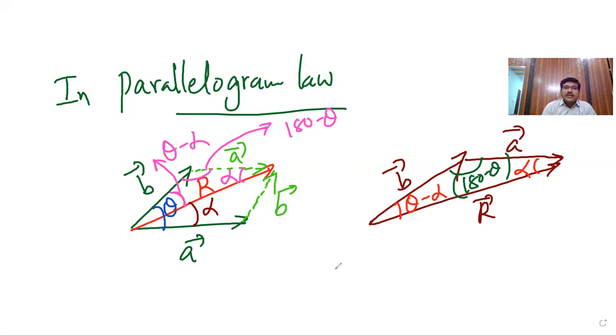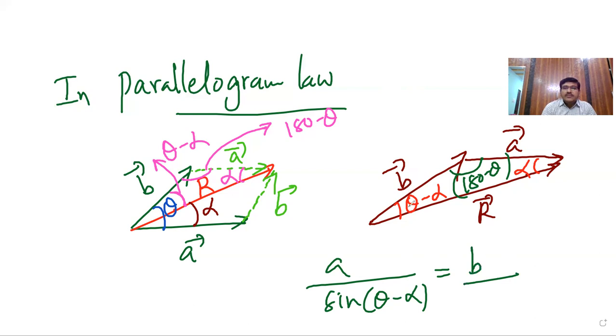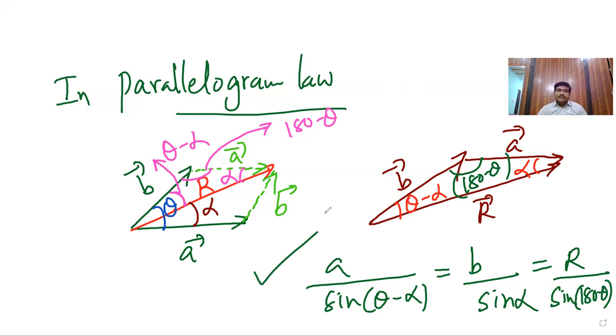Now you can apply the sine rule. The magnitude of a bar, with opposite angle sine theta minus alpha, is equal to the magnitude of b, with opposite angle sine alpha, and equal to the magnitude of R divided by sine of 180 minus theta. This is the application of the sine rule.